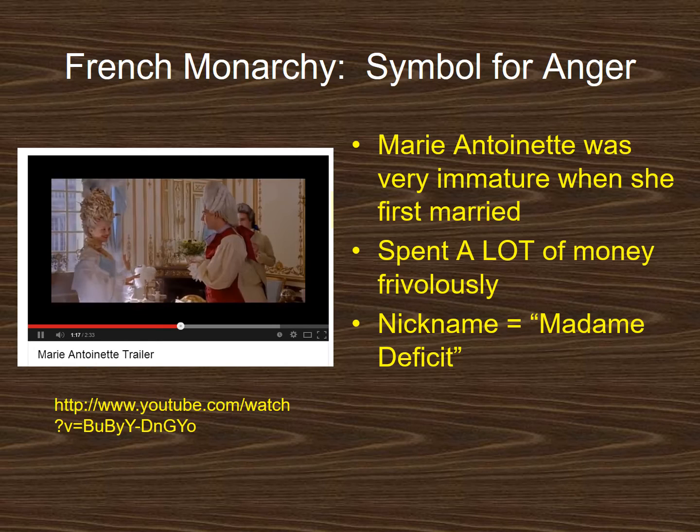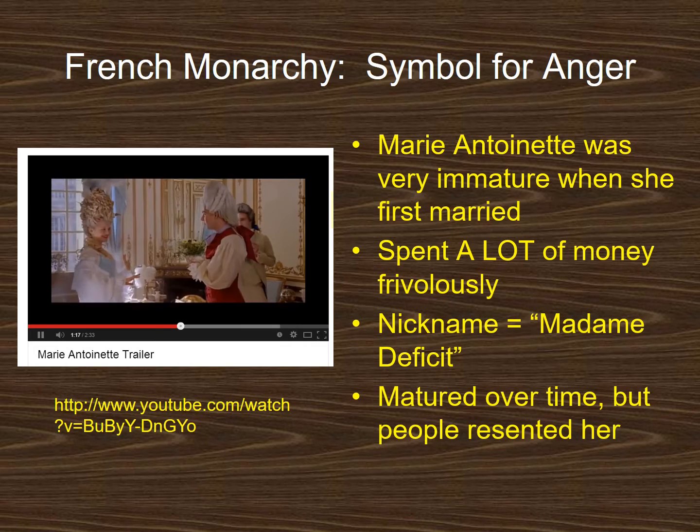While she was young and before her children were born, she spent a lot of this money, and people began to target their anger at her because she had spent so much of the taxpayers' dollars, you could say. However, over time, particularly after her children were born, she began to mature. However, people never forgot her frivolous nature when she was young.